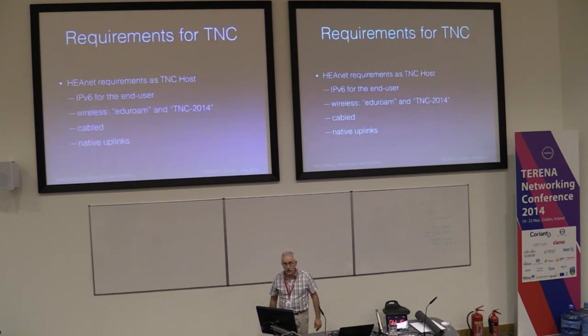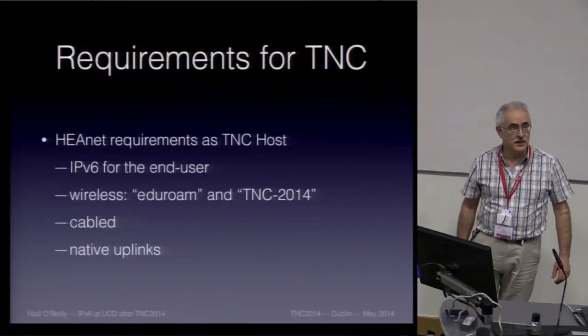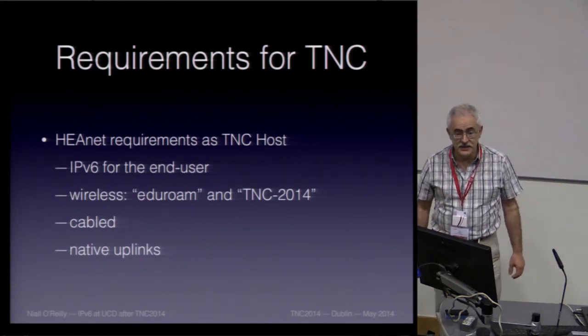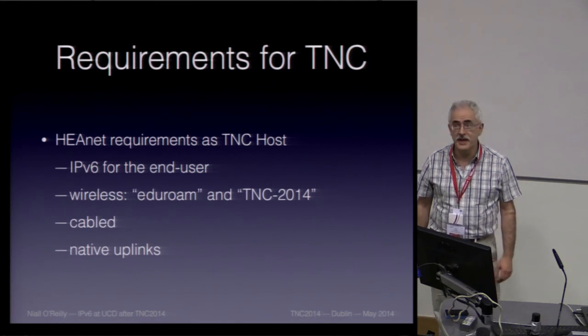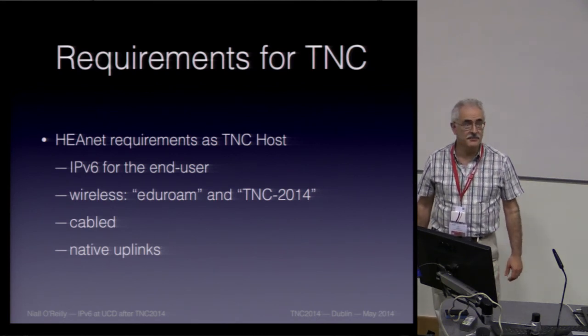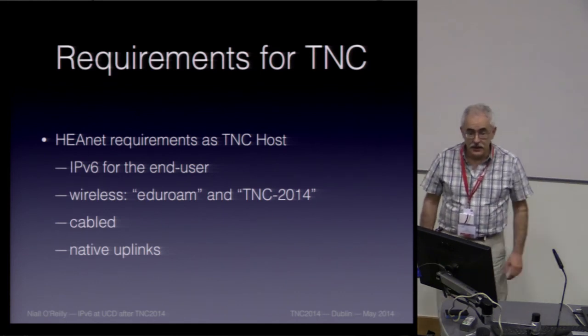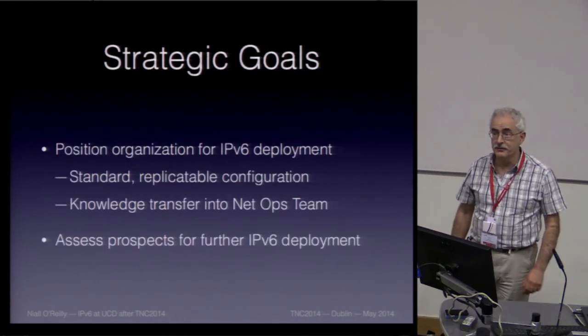So what Brian wanted for TNC was that there'd be IPv6 for the end user, that it'd be provided on two SSIDs, there'd be some limited amount of cabled IPv6, and the uplinks should be moved from the tunnels to a native connection. And what we wanted to get out of it was a little different.